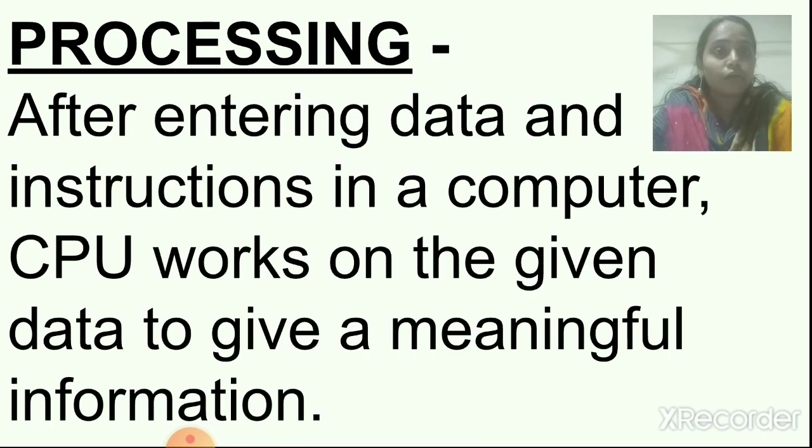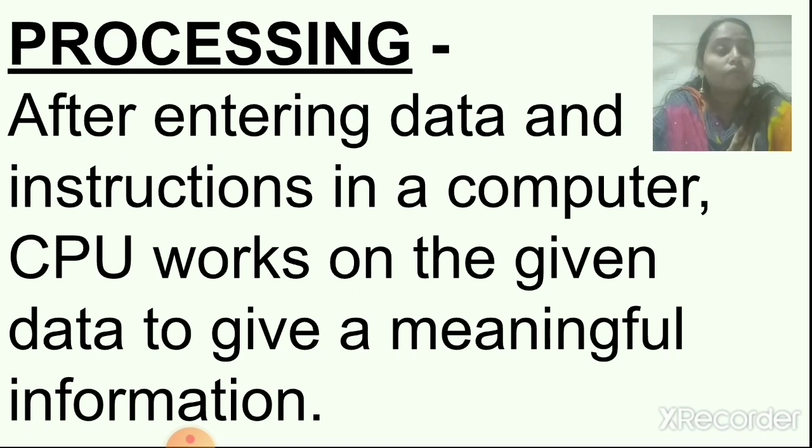Now we will see what is processing. After entering the data and instruction into a computer, the CPU works on the given data to give meaningful information. What is the meaning of this? When we give the input to the computer, that is the data and the instruction, then it goes into the CPU. CPU is the brain of a computer. You all know CPU is the brain of a computer.